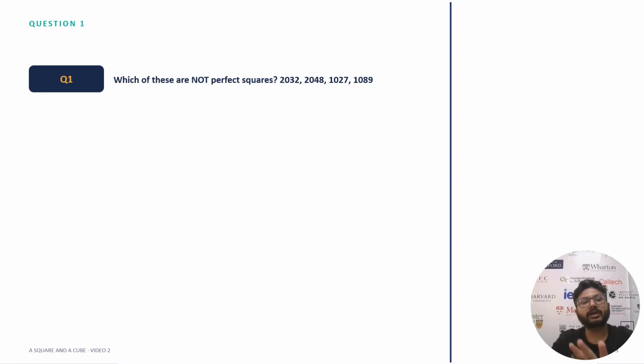Which of the following is not a perfect square? Do we remember the numbers which cannot be perfect squares? A number ending with a 2, 3, 7, or 8, do we remember that? A number ending with a 2, a number ending with an 8, a number ending with a 7, they cannot be perfect squares. Do you remember that? So these three cannot be perfect squares. A number ending with a 9 can be a perfect square. The square root should be ending with a 7 or something.